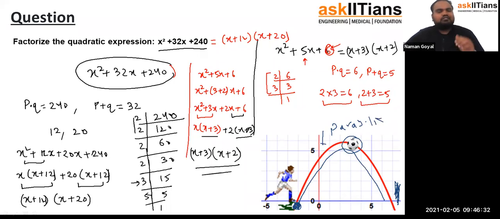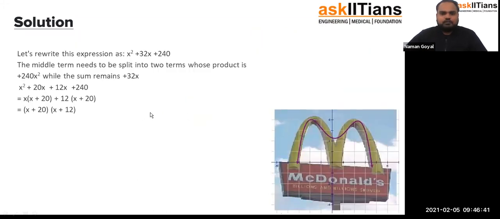So we can say that the path traveled by that football is a parabolic path. Okay, so now this is the solution. Again we got the example of the McDonald's sign. That part is what? A parabolic part. So we got the same answer. Okay, this is the solution.